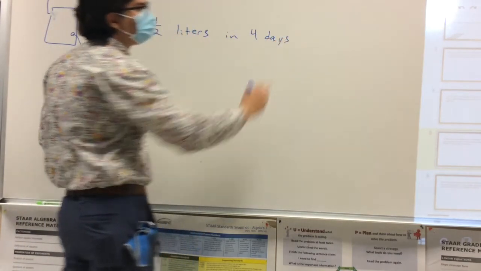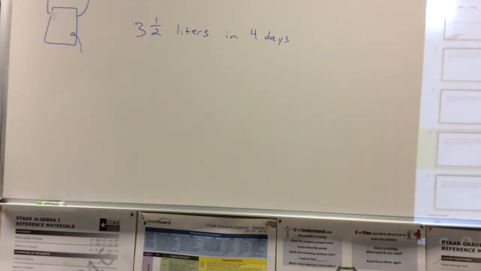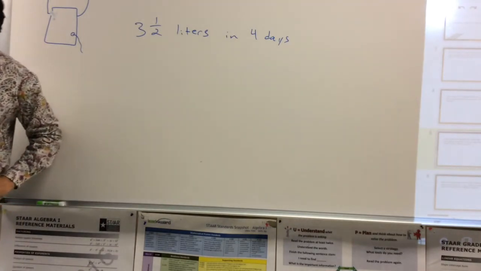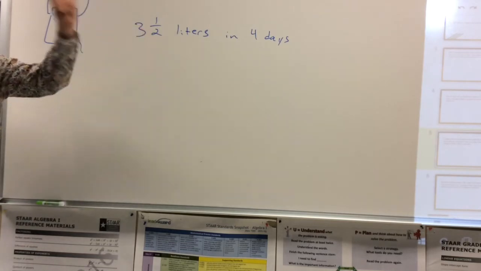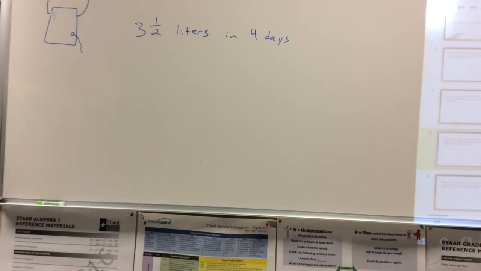And my question asks me, what is the average change in water volume each day? So the answer that's giving me is it has 3.5 liters in 4 days. But the question's asking, how much does it lose per day? So let me ask you this. What operation do you think that we are doing in this problem? Division. Because I know what 4 days is, but I now need to figure out what 1 day is.